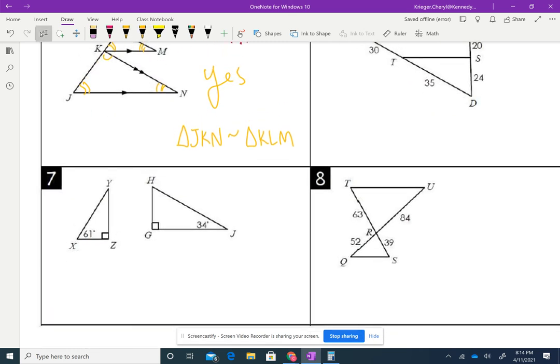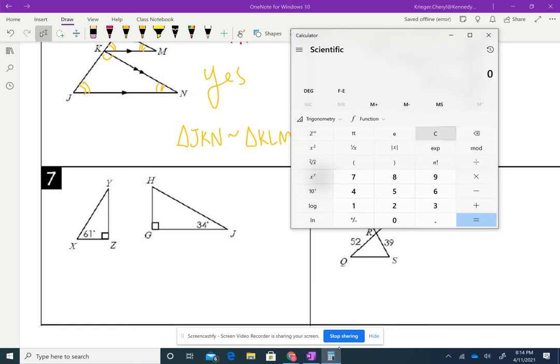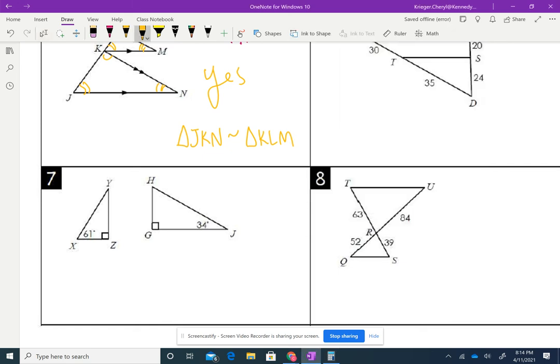Number 7. I don't think this one's going to work out. 61 plus 34. So let's see. 90 plus 61 is 151 from 180. 151 from 180 is 29. So if this angle is 29, this angle cannot be 61, right? So this one is not similar.